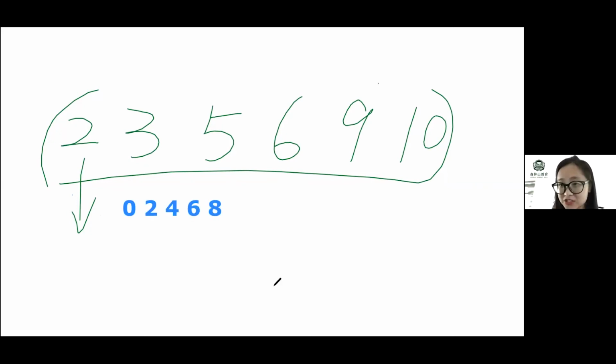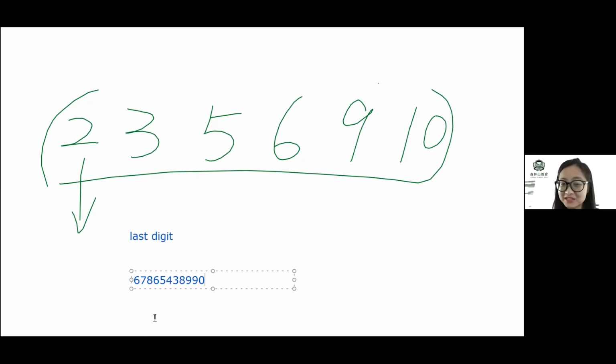If the last digit, only the last digit, is 0, 2, 4, 6, or 8, the number can be divided by 2. For example, I make a very, very big number, and let's end it with 0. Can this number be divided by 2? Charles? See, the last digit is a 0, so it can be divided by 2.